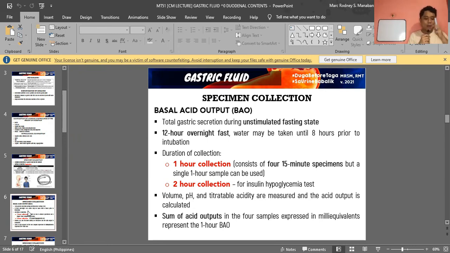All right, and you have a 2-hour collection for the insulin hypoglycemia test. Now, you measure the volume, the pH, and you perform titration. That is the amount you add every 15 minutes for the 4 samples. So 4 times 15 is equivalent to 60 minutes, 1 hour. So the sum of the acid outputs in the 4 samples is the basal acid output, the sum of the 4 collections of 15 minutes.